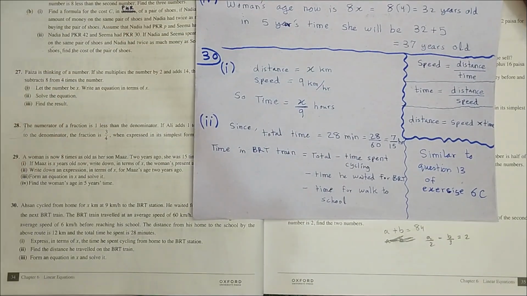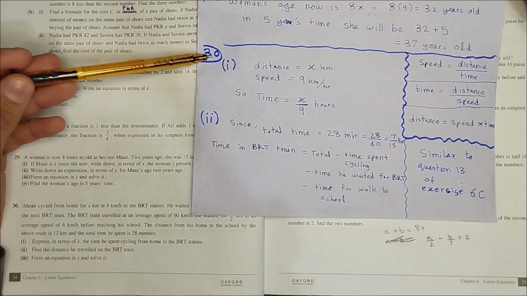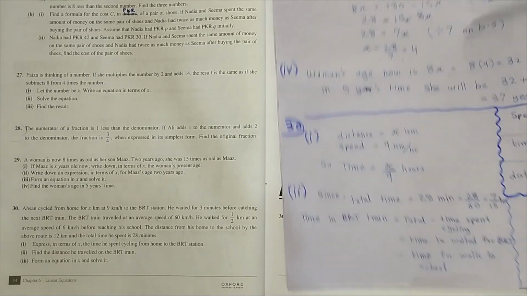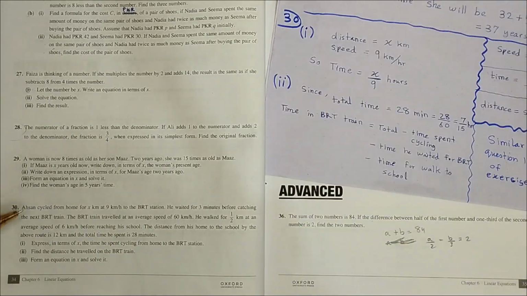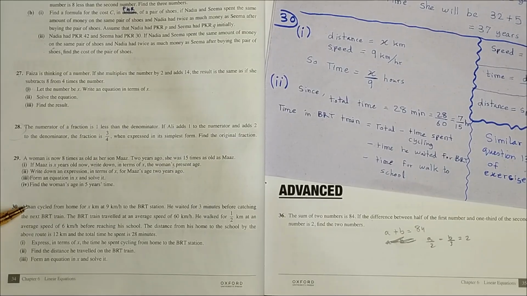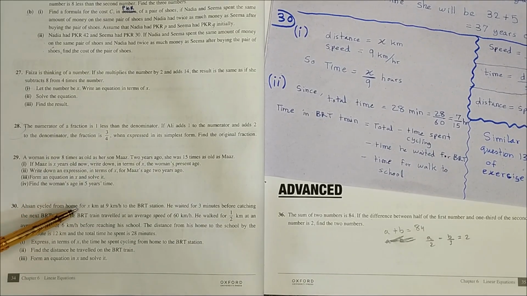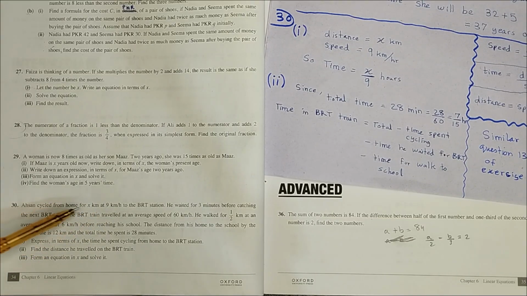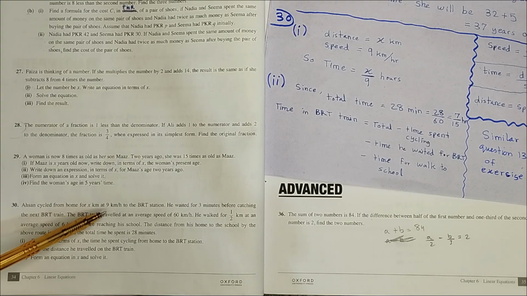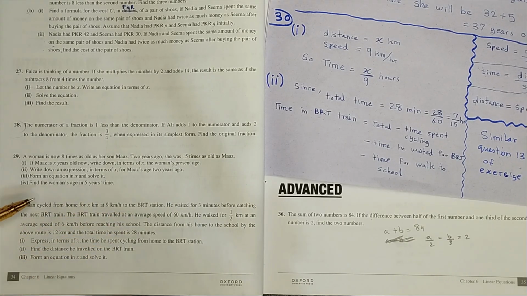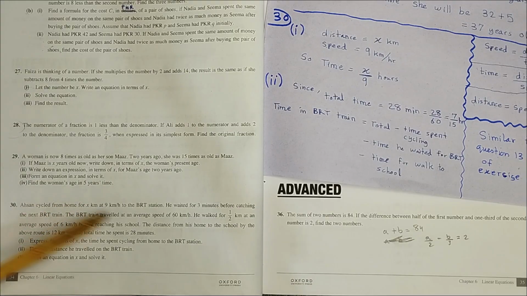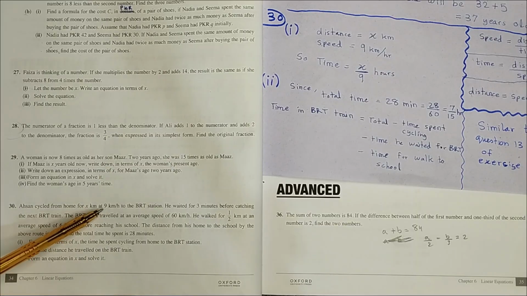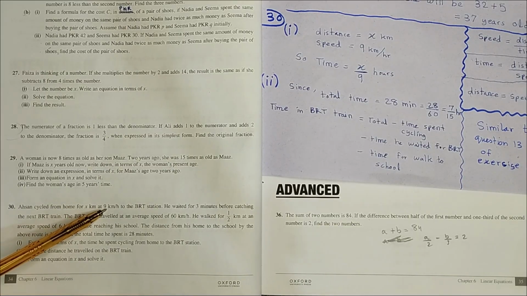Okay, first of all, question number 30 part 1. Focus on the question. It's a long question, so first let's read it and then analyze it. Okay, Ashan cycled from home for X kilometers at 9 kilometers per hour. So he traveled X kilometers at this speed to the BRT station. Okay, he cycled this much distance. What distance? He cycled X distance with the speed of 9 kilometers per hour.